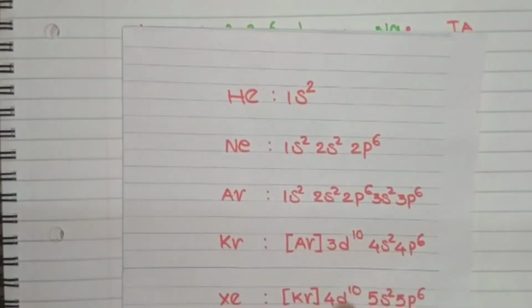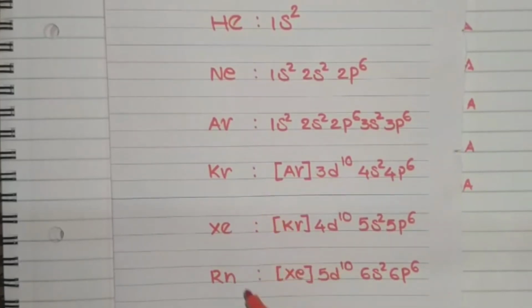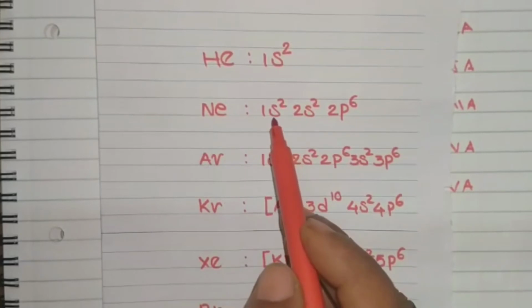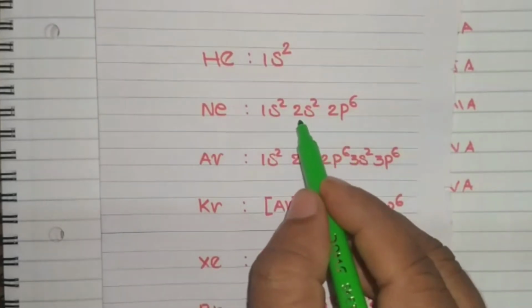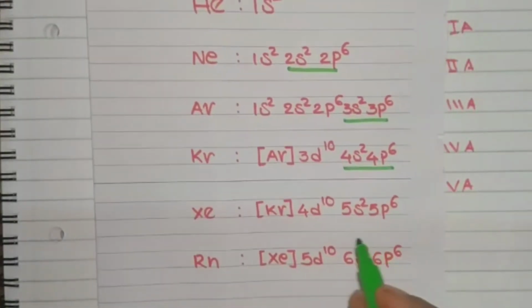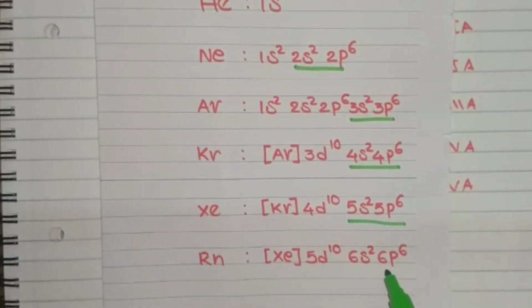These are the noble gas elements: helium, neon, argon, krypton, xenon, radon. Helium's electronic configuration is 1s2. Neon's electronic configuration is 1s2 2s2 2p6, so the valence shell is 6. In argon the valence shell is 3s2 3p6, in krypton 4s2 4p6, in xenon 5s2 5p6, and in radon 6s2 6p6.